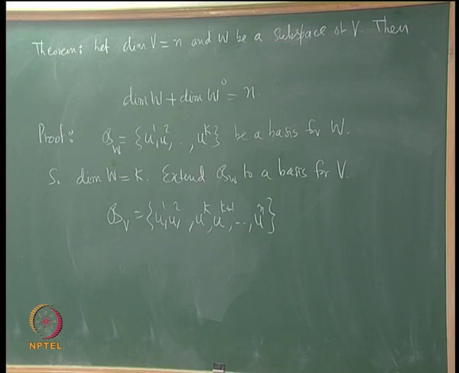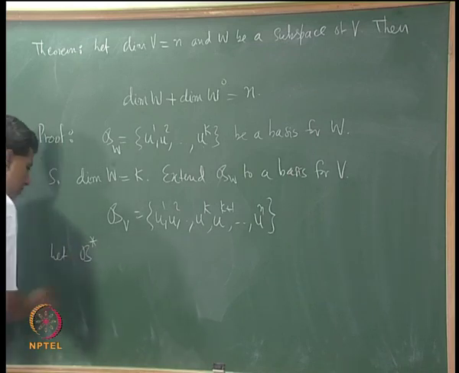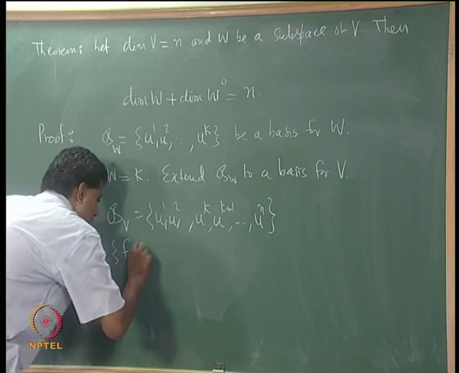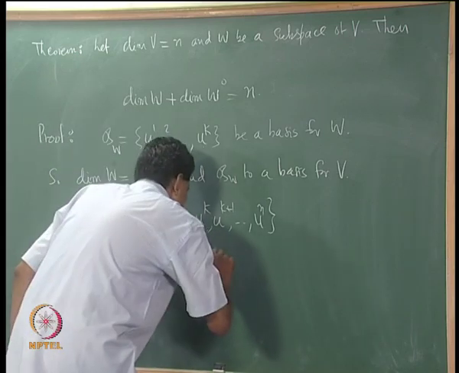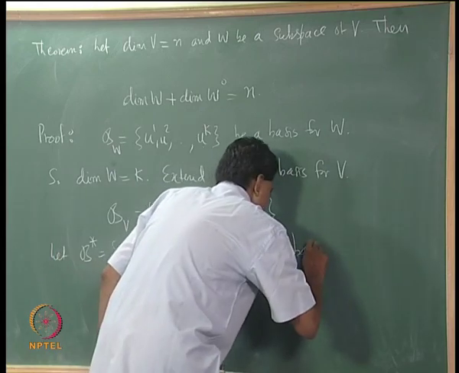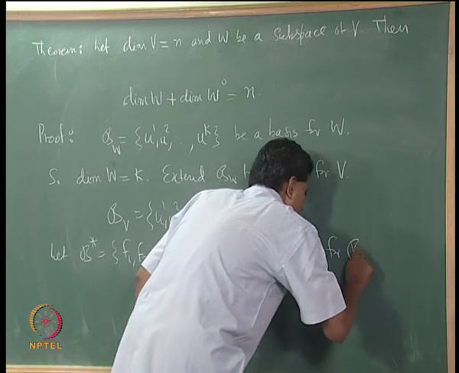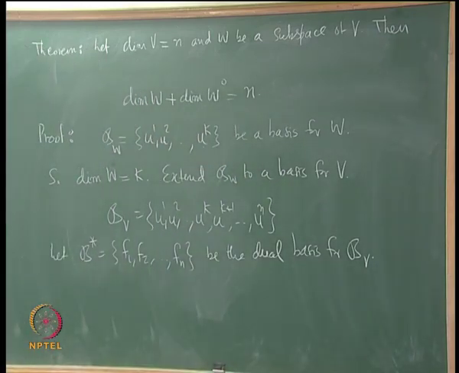There is a dual basis for this basis. So let B star equal F1, F2, etc., FN, be the dual basis for the basis BV. This is the dual basis.